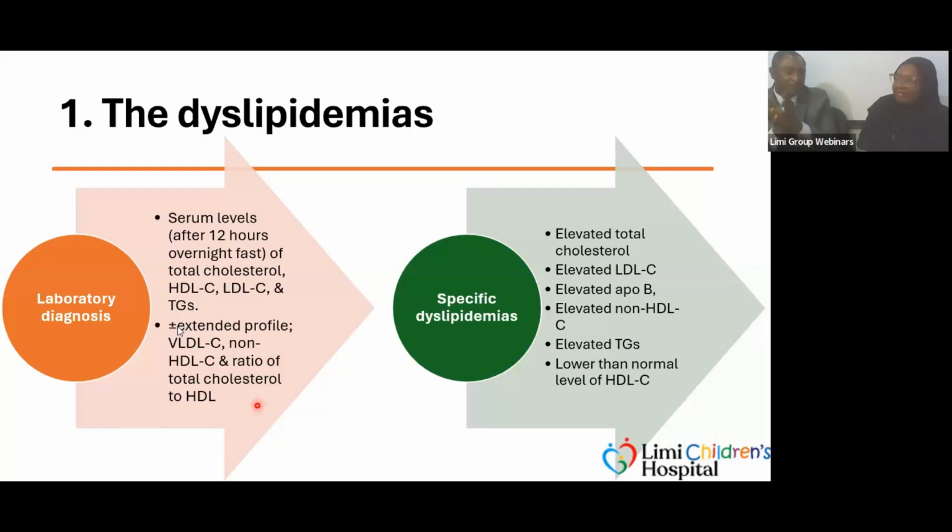So we have specific types of these lipidemias. We've talked about the laboratory assay. Now, if total cholesterol is elevated, that is hypercholesterolemia. There is also when the low density lipoprotein that transports about 65% of cholesterol in plasma is found to be elevated, and all the other types.